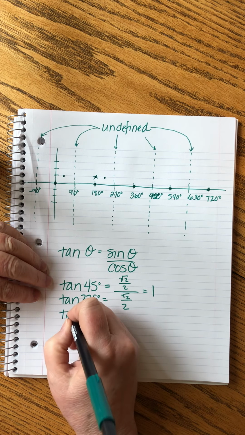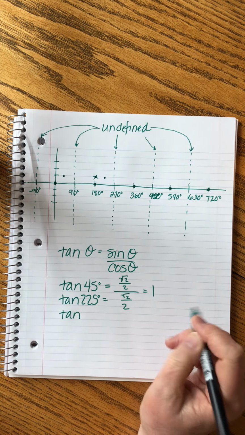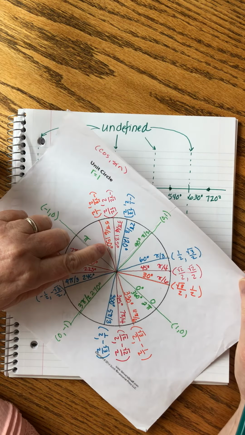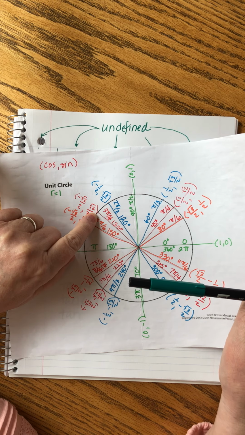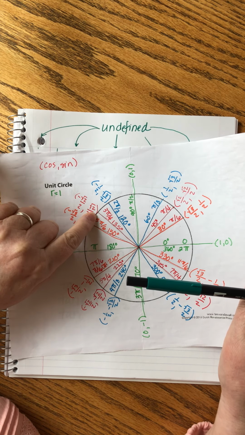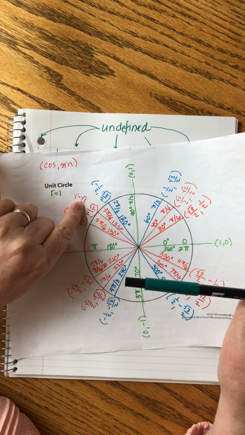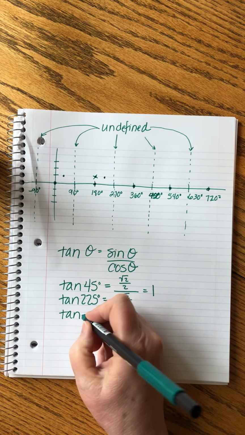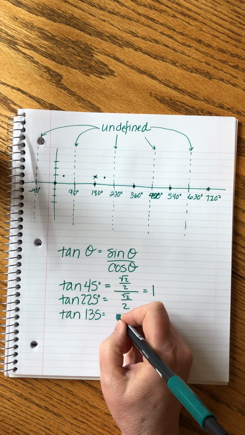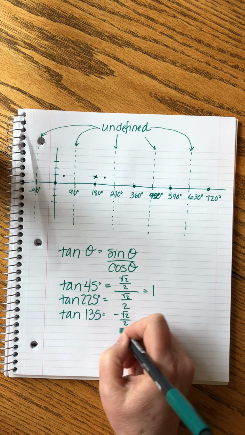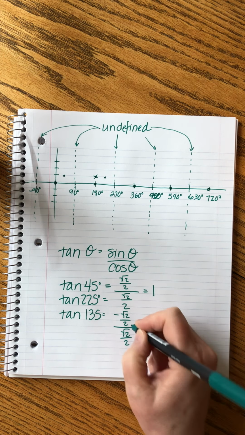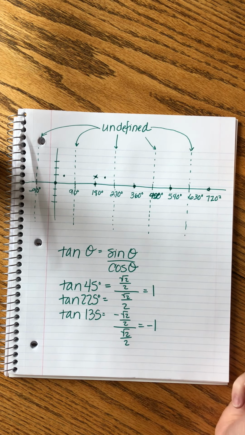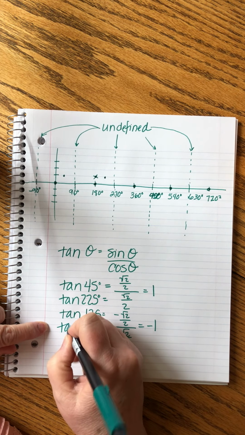What if we take the tangent of 135, right? I'm picking this red angle because I know that sine is equal to cosine, so it'll give me really easy numbers. At 135, it's minus square root of 2 over 2 over square root of 2 over 2, right? So this equals negative 1.